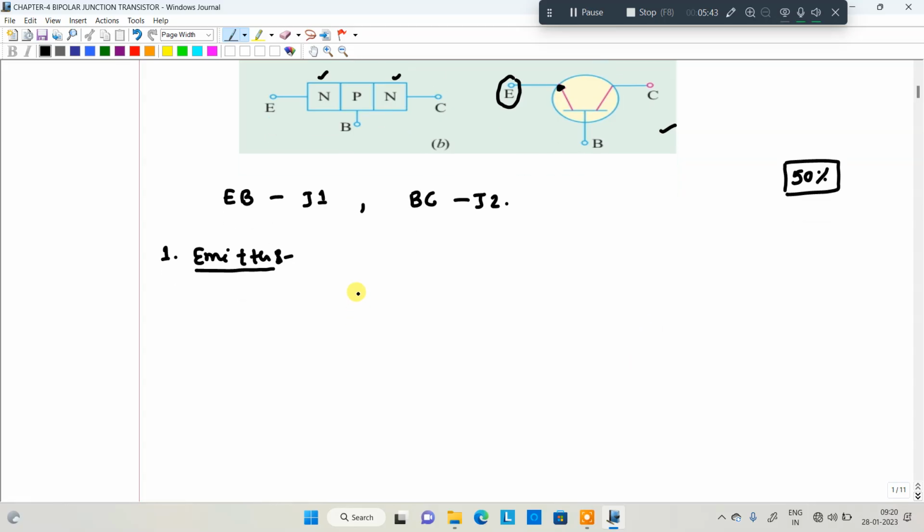Okay, emitter. The first point you need to remember is that the emitter is heavily doped compared to the remaining two.